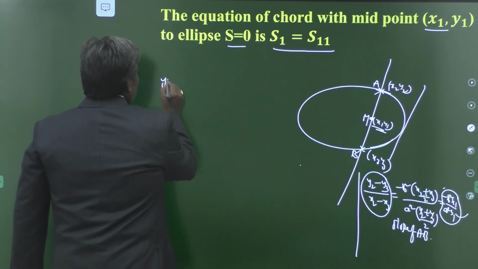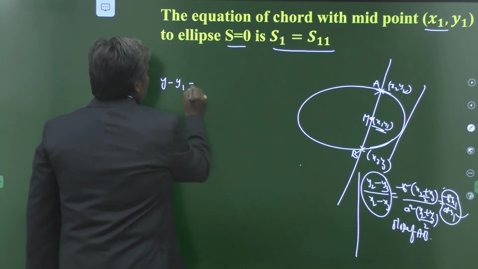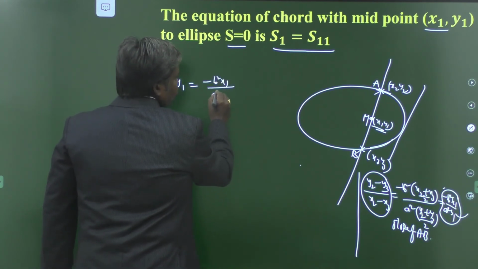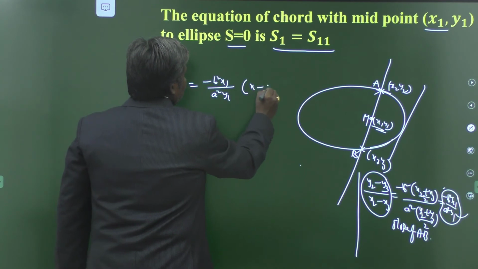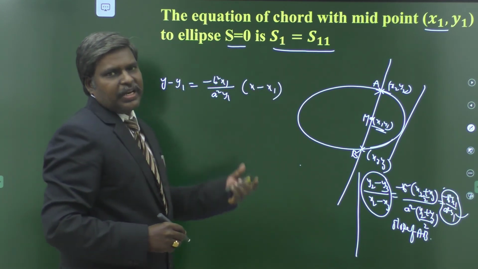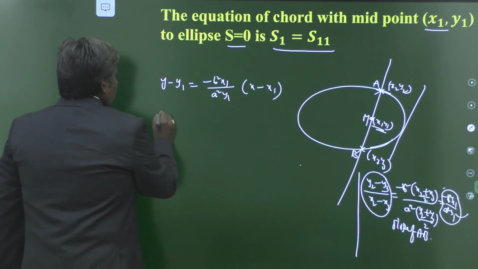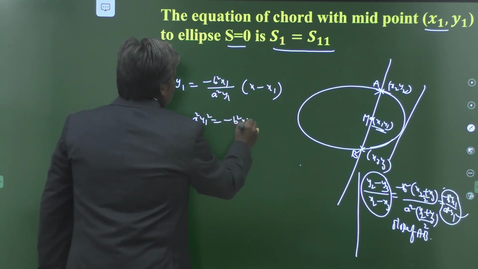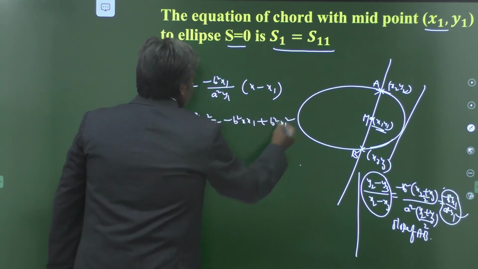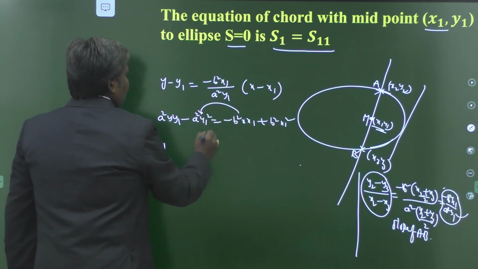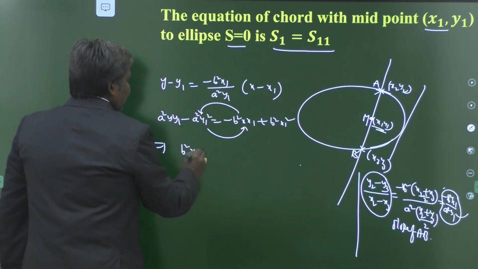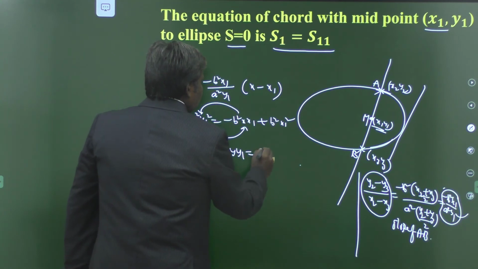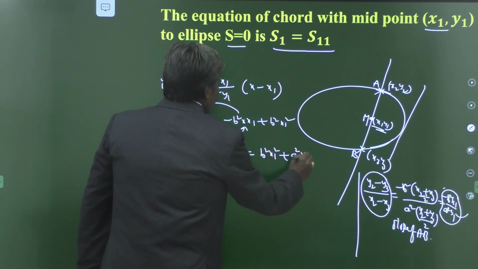So the equation of a chord with midpoint (x1, y1) is y minus y1 equals minus b square x1 by a square y1 into (x minus x1). On simplifying this one, we obtain S1 equals S11. Let us see: a square y1 y minus a square y1 square equals minus b square x x1 plus b square x1 square. Take the term to the left side and this one to the right side: b square x x1 plus a square y y1 equals b square x1 square plus a square y1 square.